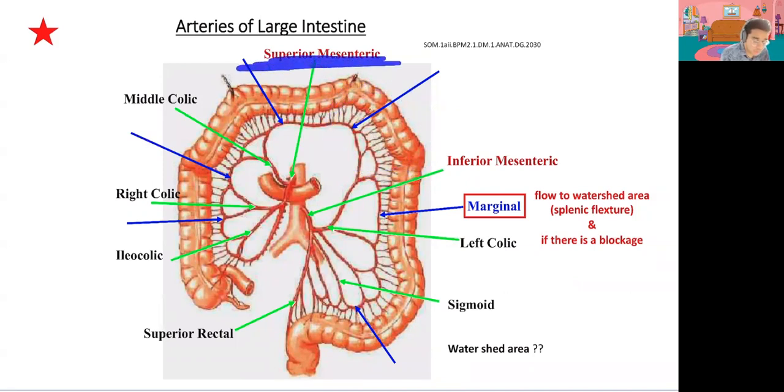Or if the SMA is blocked, what's likely going to give some blood to this portion? It's going to be the left colic, marginal. Both of those work, okay?